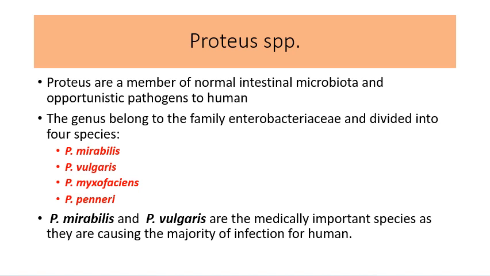Proteus are a member of normal intestinal microbiota and opportunistic pathogen. It is also a member of the Enterobacteriaceae family, and this genus is divided into four important species, which are Proteus mirabilis, Proteus vulgaris, Proteus myxofaciens, and Proteus penneri. Proteus mirabilis and Proteus vulgaris are the medically important species as they are causing a wide range of infection for a human.